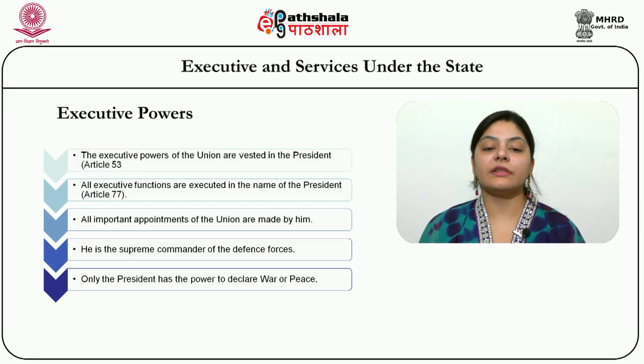Now, talking about the executive powers of the President. The executive powers of the Union are vested in the President. Article 53 provides that. Similarly, Article 77 of the Indian Constitution provides that all executive functions are executed in the name of the President. Similarly, all appointments of the Union are made by him. He is the supreme commander of the defense forces of India. It is only the President who has the power to declare war or peace.